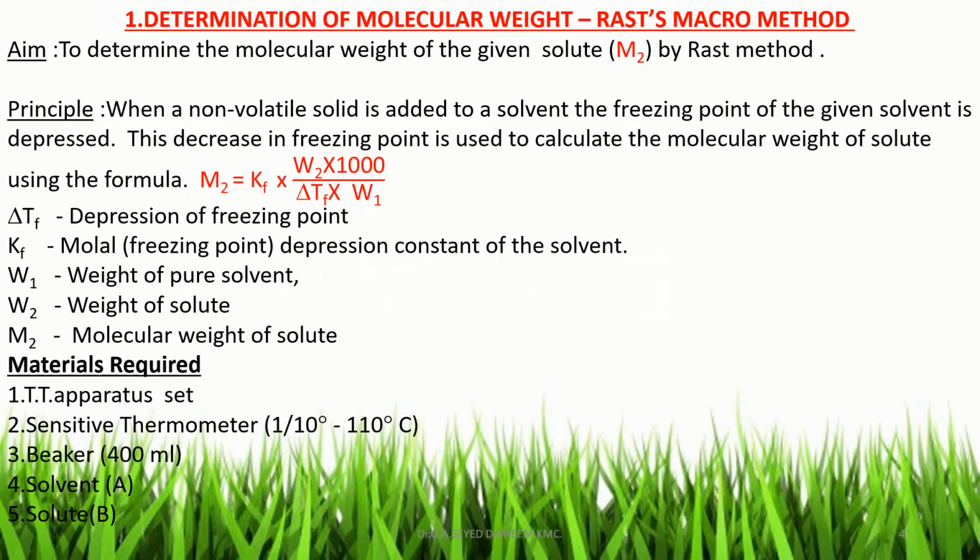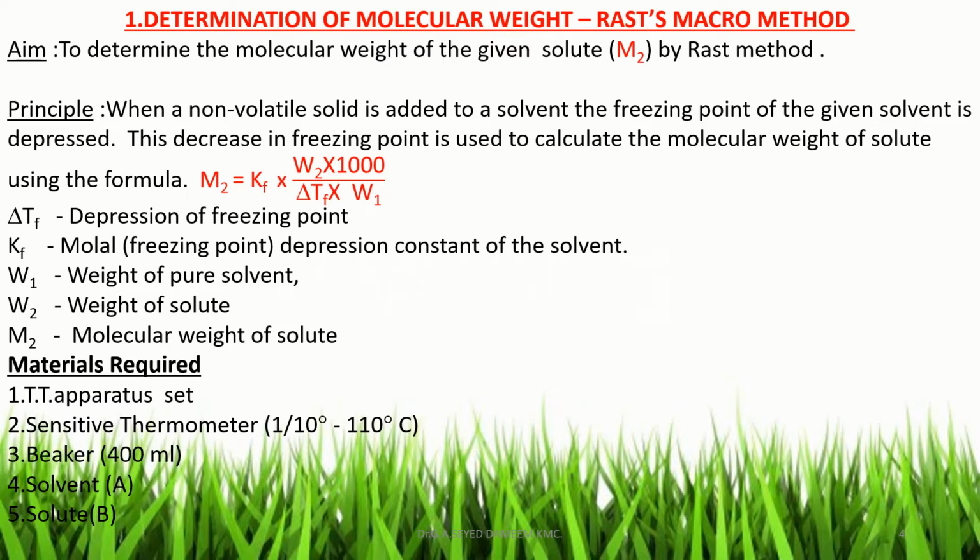Molality means W2 into 1000 divided by M2 into W1, and the depression in freezing point, delta Tf, is equal to Kf into W2 into 1000 divided by M2 into W1. Here delta Tf means depression of freezing point, Kf is the molal depression constant of the solvent, W1 is the weight of pure solvent, W2 is the weight of solute, and M2 is the molecular weight of the solute. So by experimental determination of delta Tf and by knowing all other values except M2, it can be calculated.